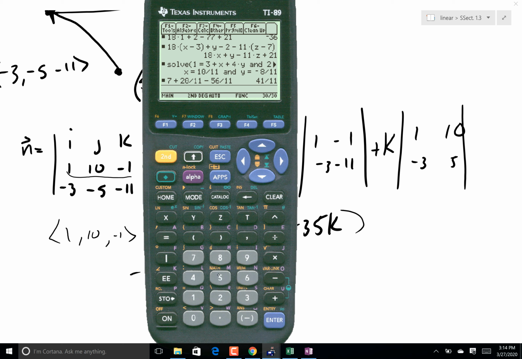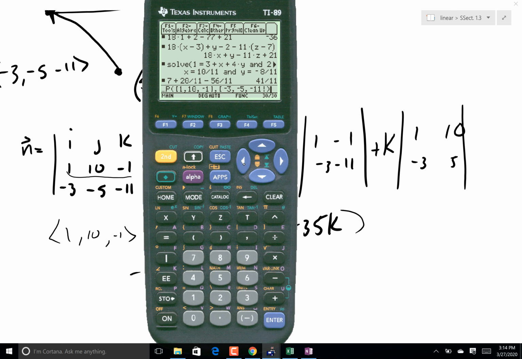All right, so second math: vectors, vector ops, cross product. I don't trust myself here, apparently. The vectors are [1, 10, -1] and [-3, -5, -11].